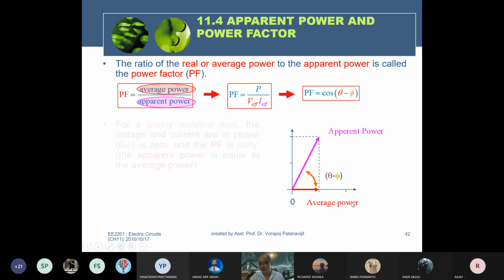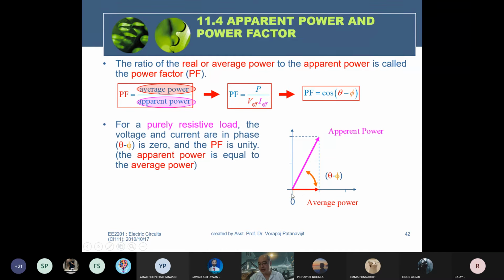Therefore, you can see that in this case, the power from the source is the apparent power, but the real power that you can use is the average power, okay? In this case, the source or the transmitter will charge for the apparent power, because your consumer fault cannot make the power factor be 1, okay?